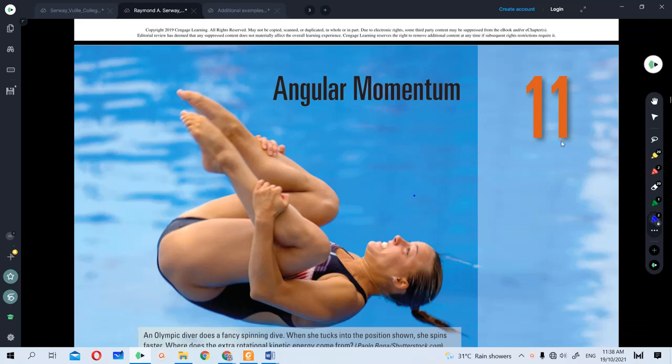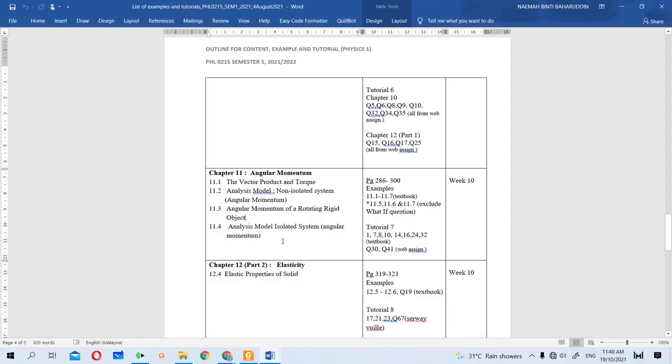Something to ponder, which you have seen earlier in the previous topic: linear momentum is the product of mass times velocity. So, quite similar to what you have seen earlier, when an object is rotating and has velocity, we should find it also possesses what we call angular momentum. We have 4 subtopics to be covered within Chapter 11, including examples and tutorial questions related to this topic.